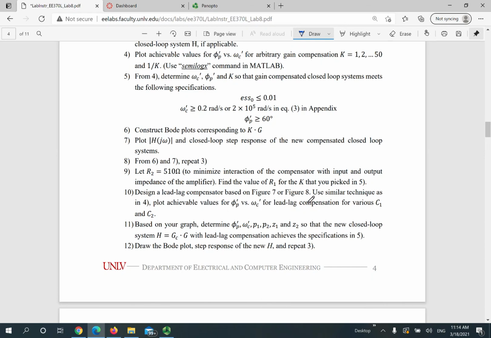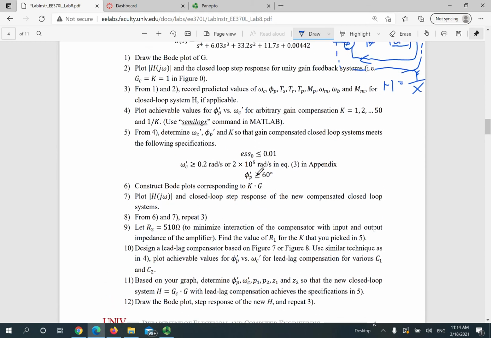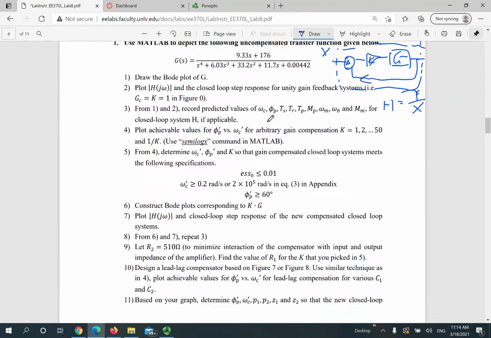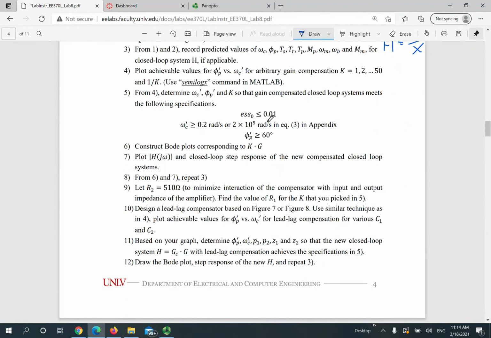compensator over here. And then you can build the new H with the lead-lag compensator, equal to the lead-lag compensator times the original G, which is this one over here. And then draw the Bode plot, the step response of this new H, and repeat 3, okay, to find these values. All right.